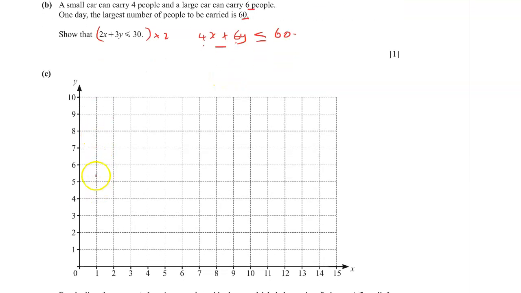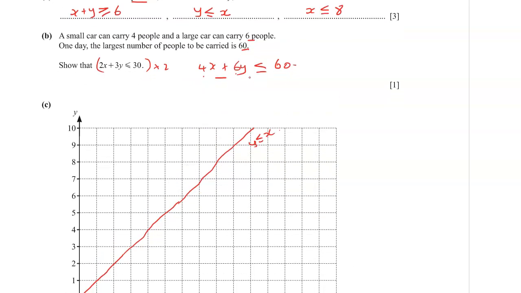So the first one, y is less than or equal to x, is this one here. Go through there. This is y is less than or equal to x, but we have to find the region, is it up or down? Then we have x plus y equals 6.